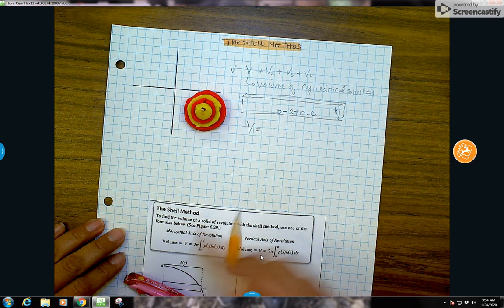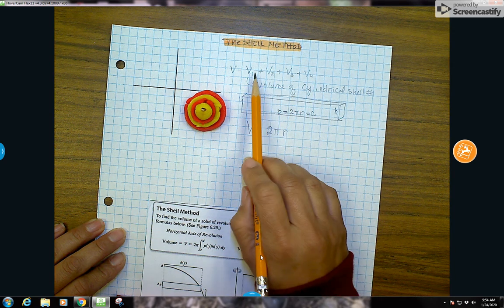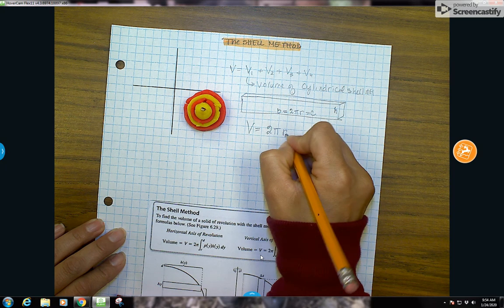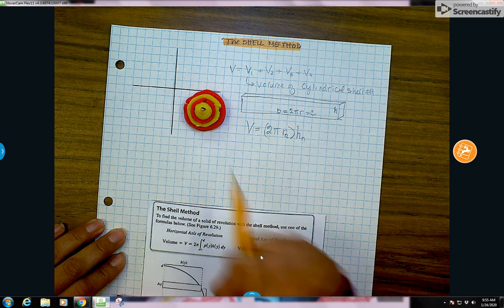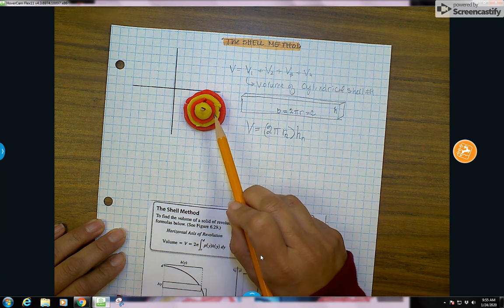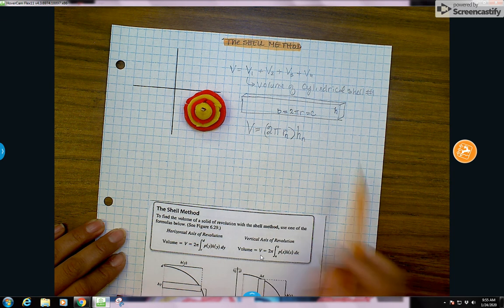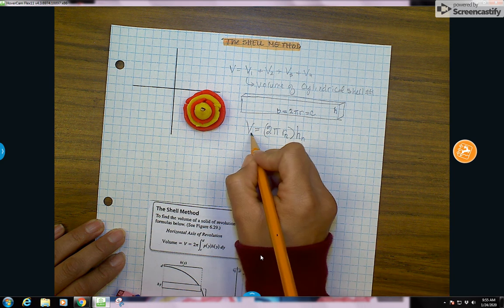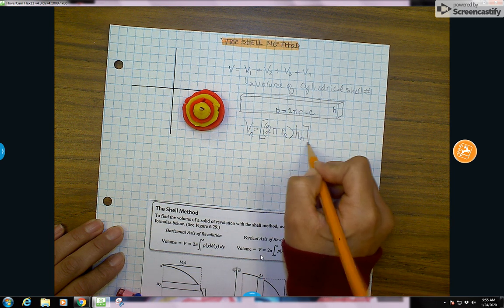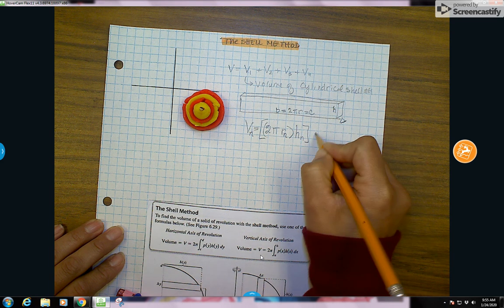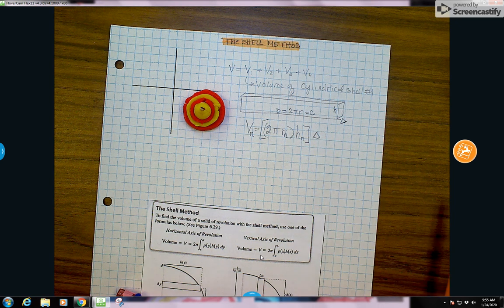So then the volume would be 2 pi times the radius of whichever cylindrical shell you're on. I'm just going to say r sub n times h sub n, because each one of these cylinders has a different radius, and each one also has a different height. So this is going to vary depending on which shell you're on. And then we take the area of this base and multiply it by your delta. So it could be delta x or delta y. And that would give us the volume of this figure.